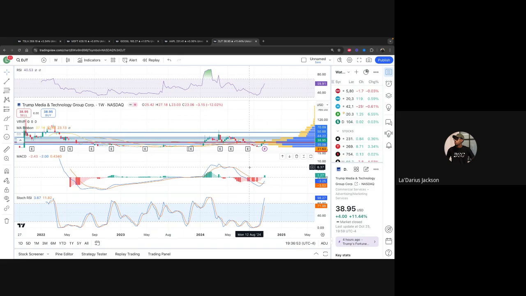I'm not in this stock. I just want to see what happens after the election. Like, how does it react then? Win, lose, or draw, something's going to happen with this stock. It's going to be a big move to either the upside or to the downside. And I want to see what happens. It's interesting. But yeah, any other questions?